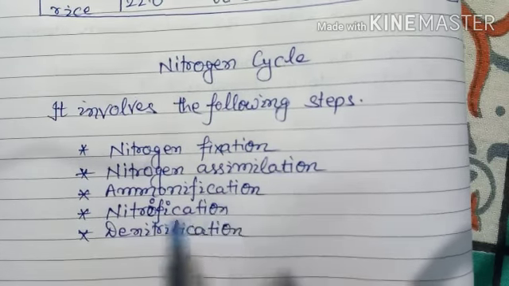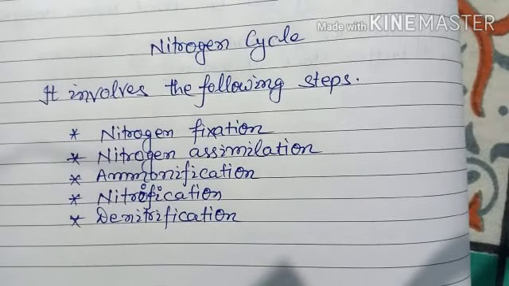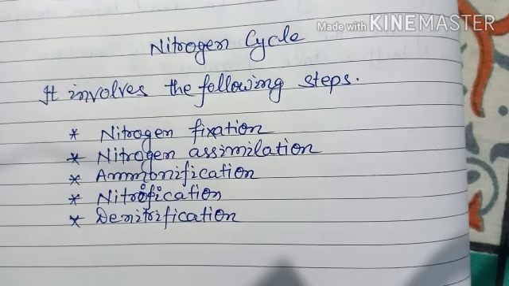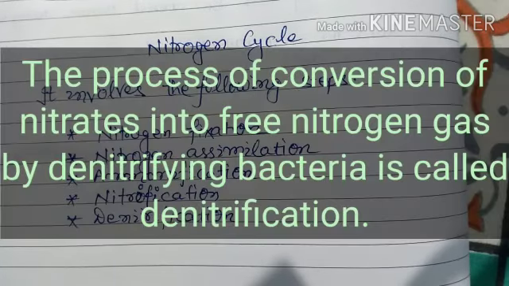Next is nitrification. What is nitrification? The process of conversion of ammonia into nitrate is called nitrification. Next is denitrification. What is denitrification? The process of conversion of the remaining free nitrates into free nitrogen gas by denitrifying bacteria is called denitrification.